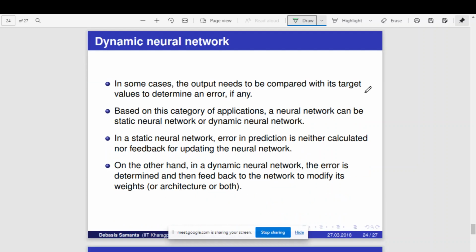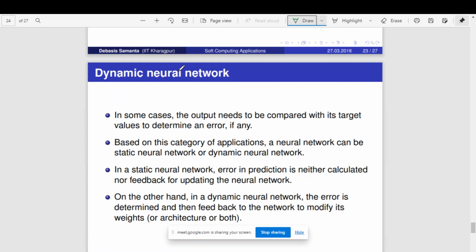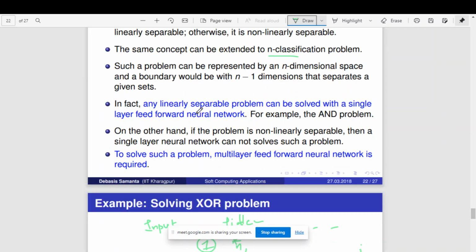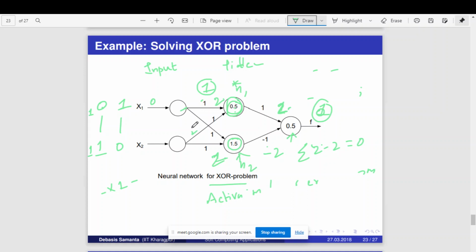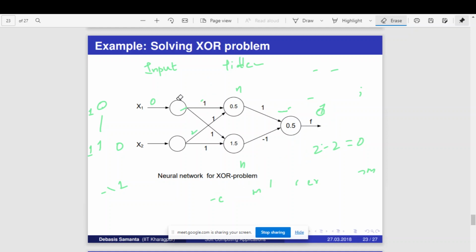There is something called a dynamic neural network. Whatever we have discussed so far are not dynamic neural networks. These are static neural networks. The neural networks that we discussed as an example for the AND gate and now for the XOR gate are all static neural networks. Why is it called a static neural network? Actually we pre-compute the values for the weights.